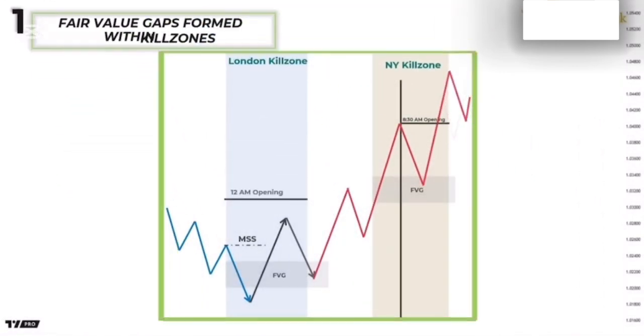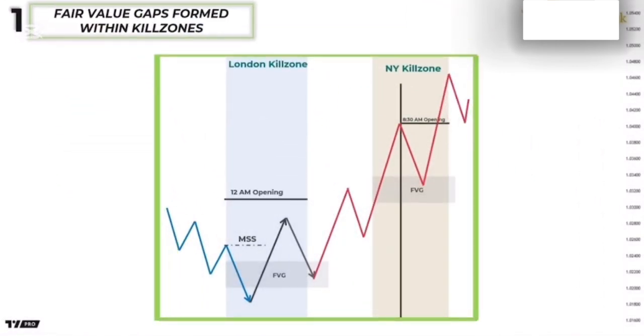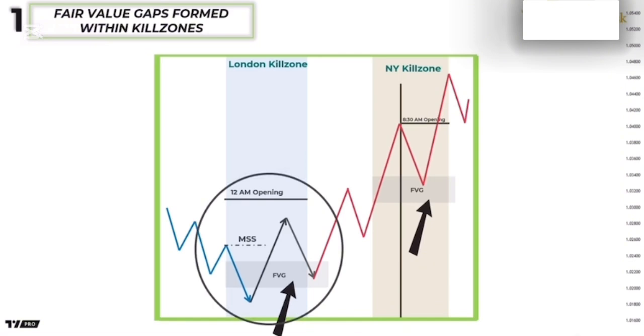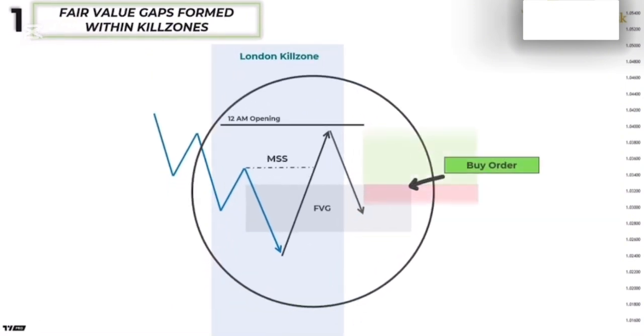Number 1. Fair value gaps formed within kill zones. Fair value gaps that appear during specific time windows, like the London or New York kill zones, are more likely to hold and work effectively. For example, if a fair value gap forms during the distribution phase of the London or New York session, and within the kill zone time frame, it should be treated as a high-quality FVG. These types of gaps carry more weight and typically offer a higher probability of success compared to those formed outside these key windows.